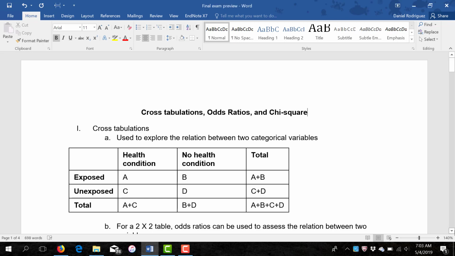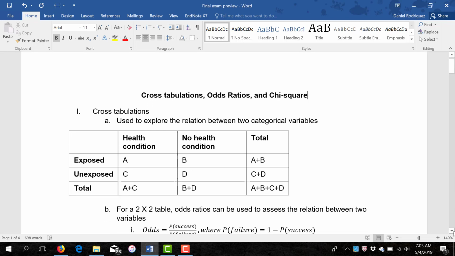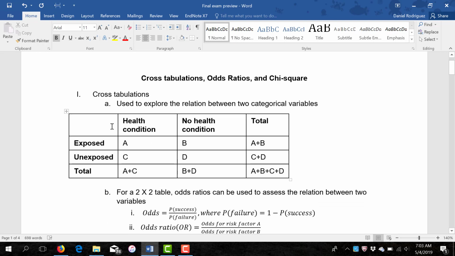This is your typical cross tabulation, which is basically a matrix. This is a 4 by 4 matrix, 4 columns and 4 rows. The table itself that we're interested in is this 2 by 2 table, A, B, C, D. When you calculate an odds ratio, you're always going to be calculating it in a 2 by 2 cross tabulation.